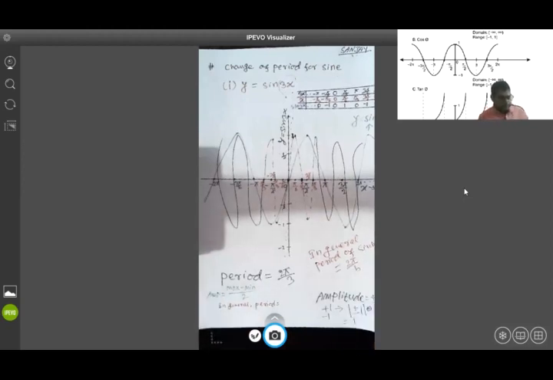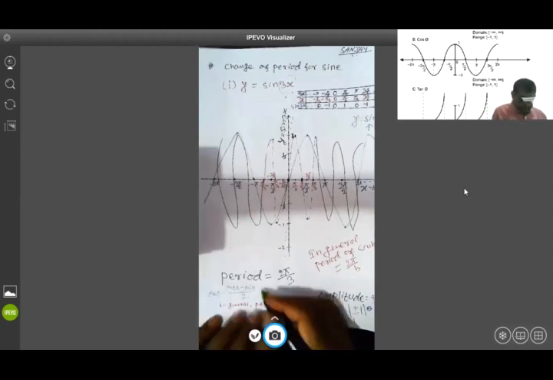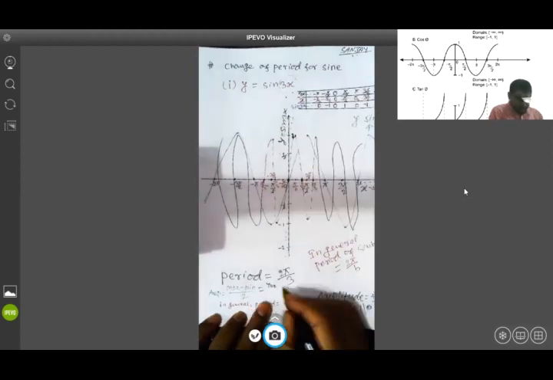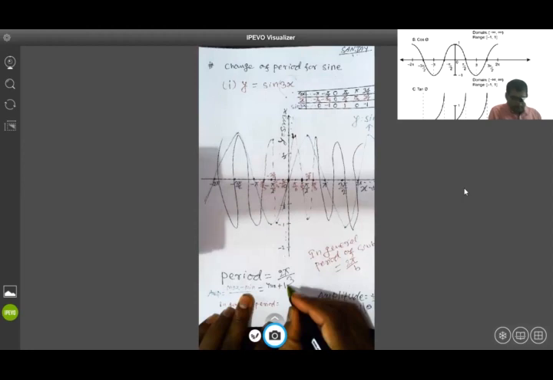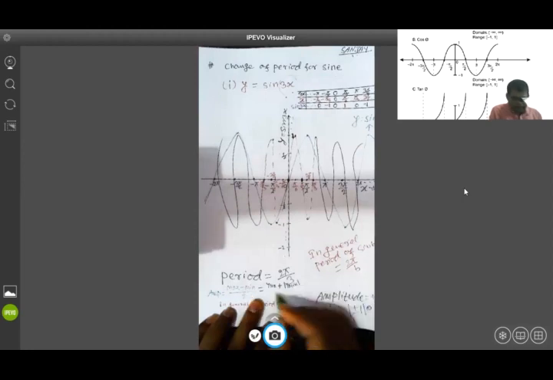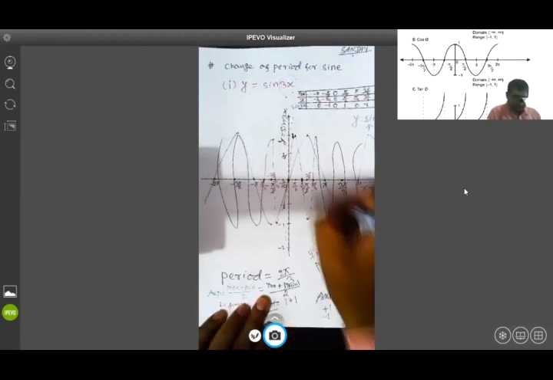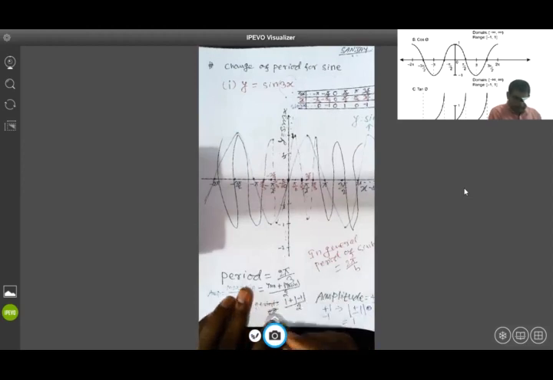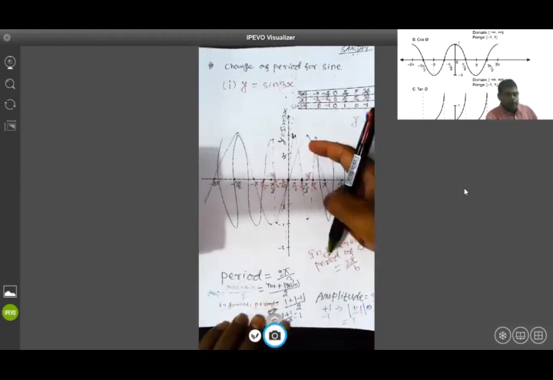And also, if you would like to check the amplitude by the formula, it is maximum minus minimum by 2, or you can say y maximum, meaning the maximum along the y-axis, plus the absolute value of y minimum, divided by 2. Here y maximum is +1 and y minimum is -1. So under the absolute value, -1 becomes 1, and 1 plus 1 is 2, divided by 2 is 1. So the amplitude for this curve is 1.